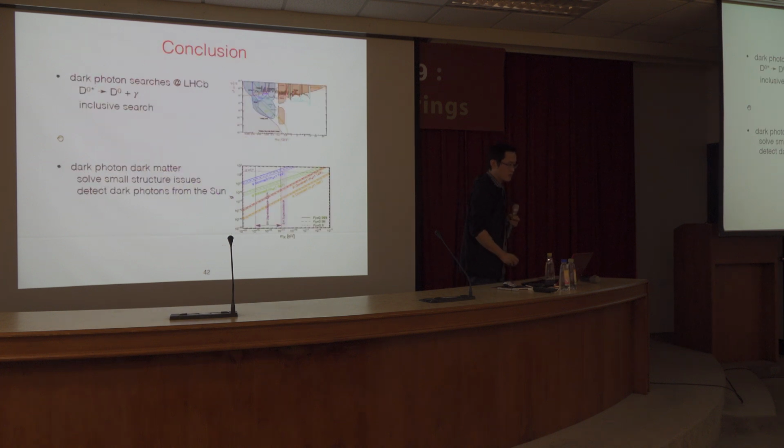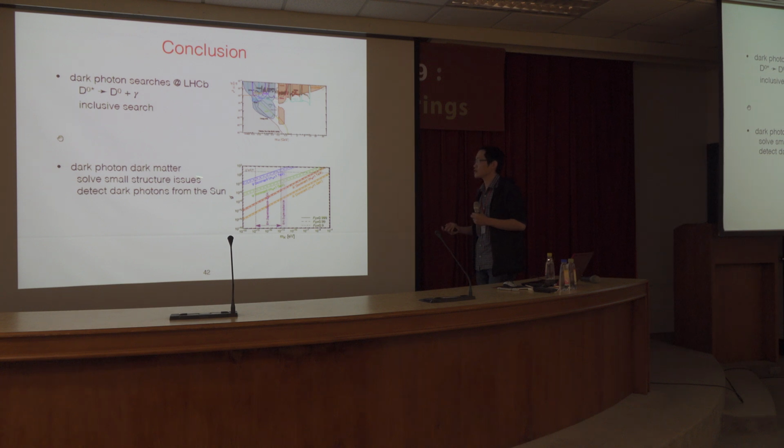Okay, let me conclude. I talked about the dark photon search at SPEED, and also talked about Higgs decay and inclusive search. In the future, we possibly can generate more rich hidden sector models that FCC or CMS can search for.